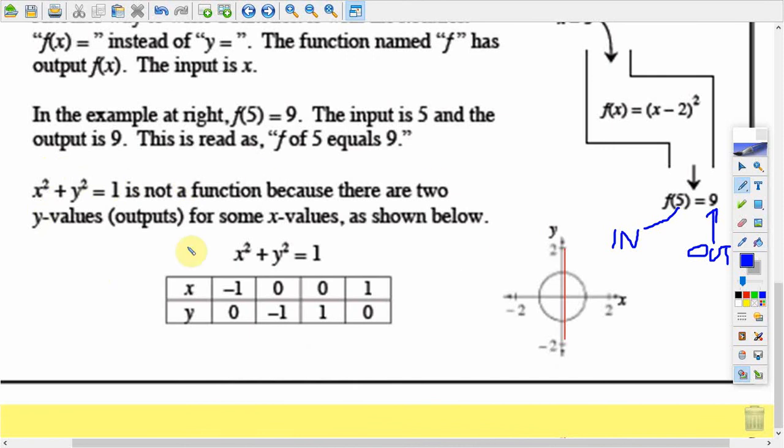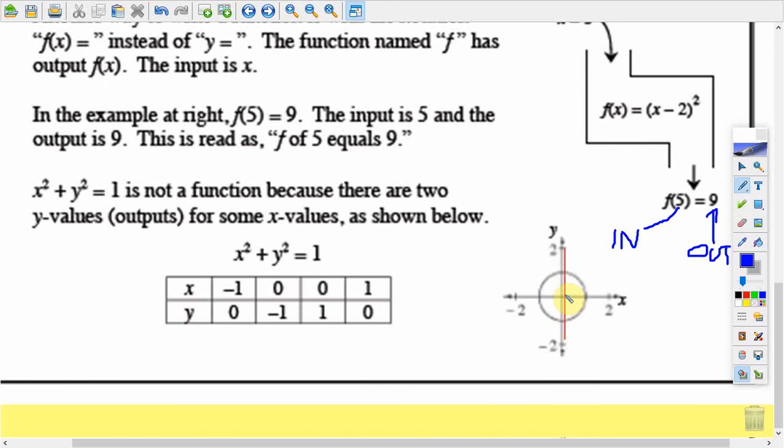Finally, this last bit here, they give you something that is not a function. This is a circle equation. X squared plus y squared equals 1. And it's not a function because there are 2 y values for the same x value. So if we draw a vertical line here, we'll get 2 places that it crosses. So it fails the vertical line test.